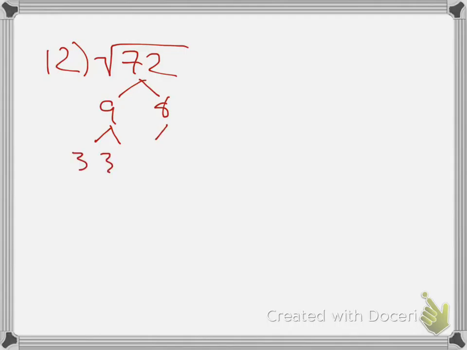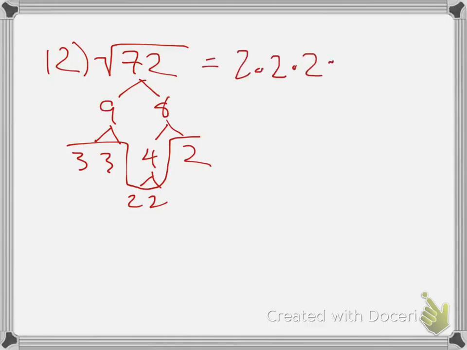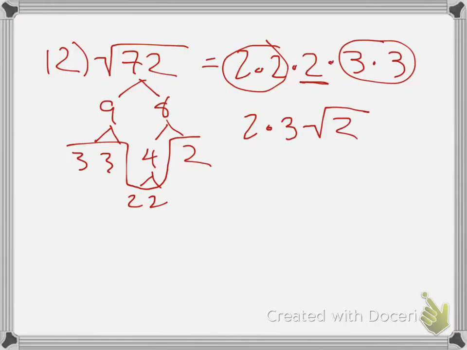9 is 3 and 3. 8 is 4 and 2. And then the 4 becomes 2 and 2. Now, look here. Those are my end branches. I am focusing on those. So that means I've got three 2s and two 3s. And that means I got a pair of 2s and a pair of 3s. Notice pair and pair. And then this last little 2 is left over. And then there you go. 2 times 3 is 6. So the answer is 6 square root of 2.